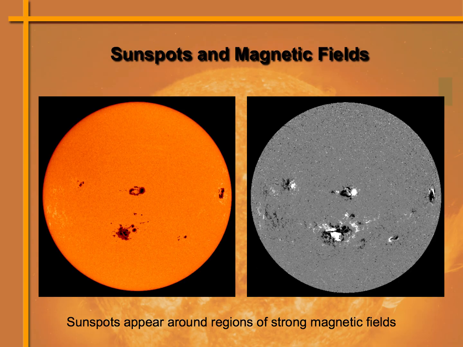Here you see side-by-side images of the solar disk with sunspots and a photo showing the strength of the sun's magnetic field in different locations. Notice that the sunspots are occurring in areas where the sun's magnetic field is strongest. The black regions are magnetic south and the white areas are magnetic north, so you can see that they always come in pairs.